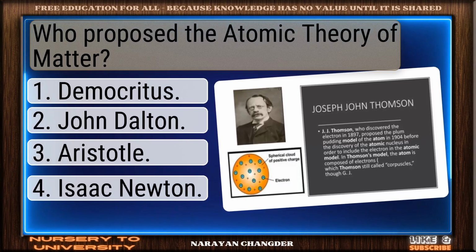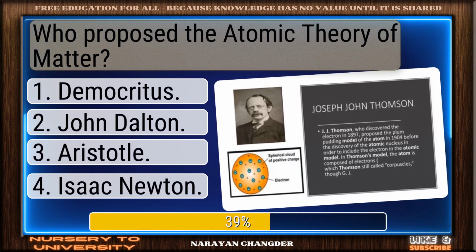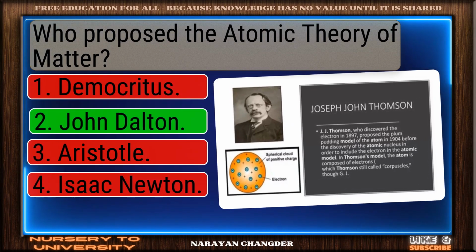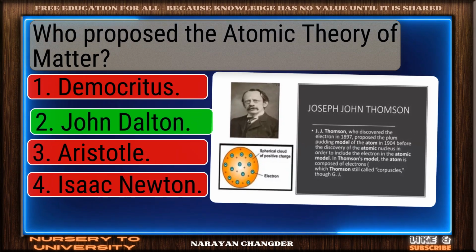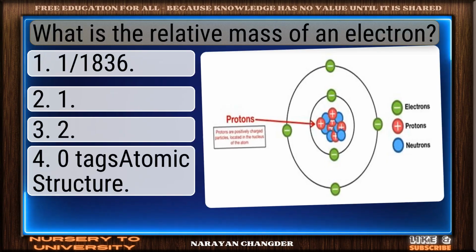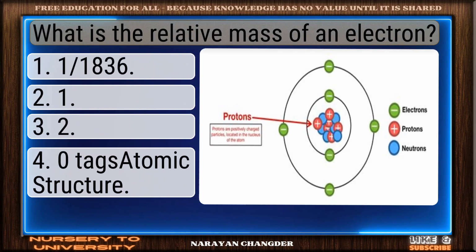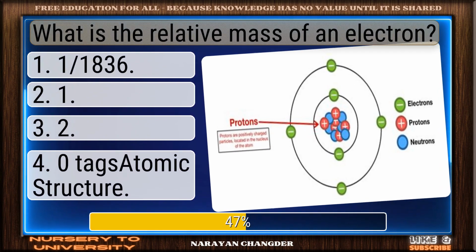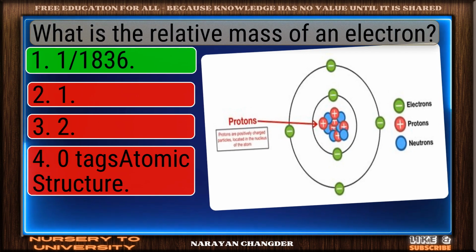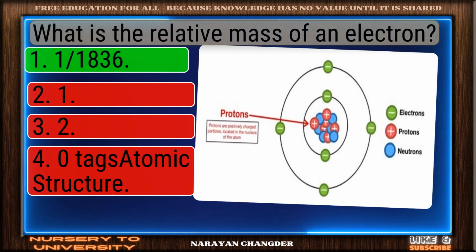Who proposed the atomic theory of matter? You got it. Your choice, John Dalton, is right. What is the relative mass of an electron? Right again. 1/1836 is a valid answer.